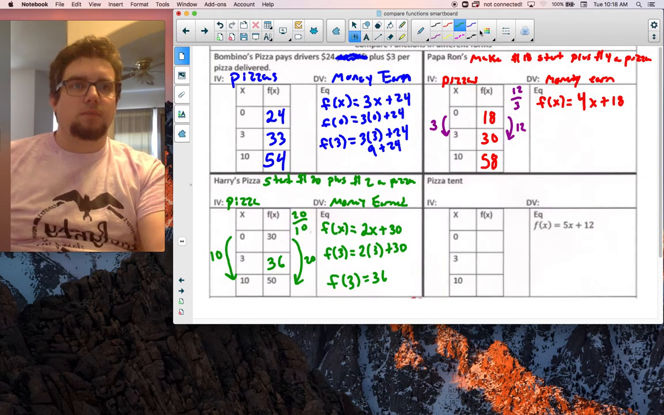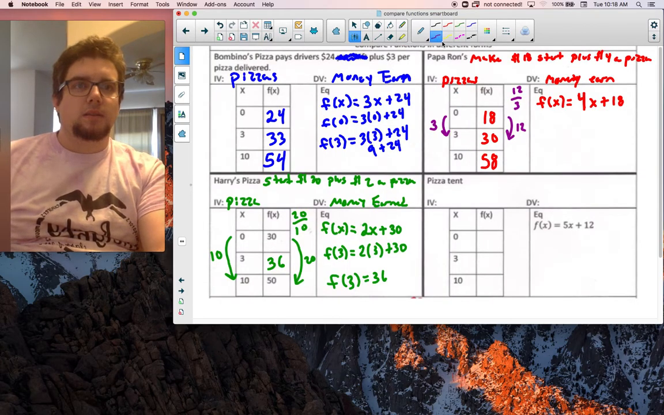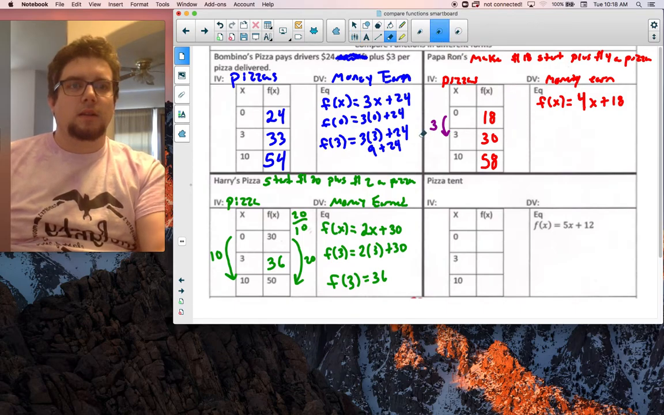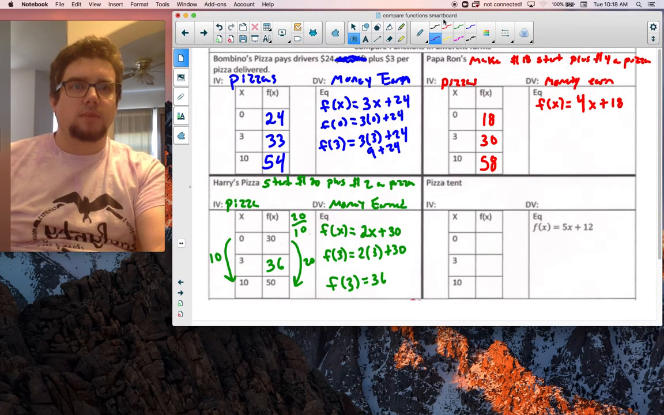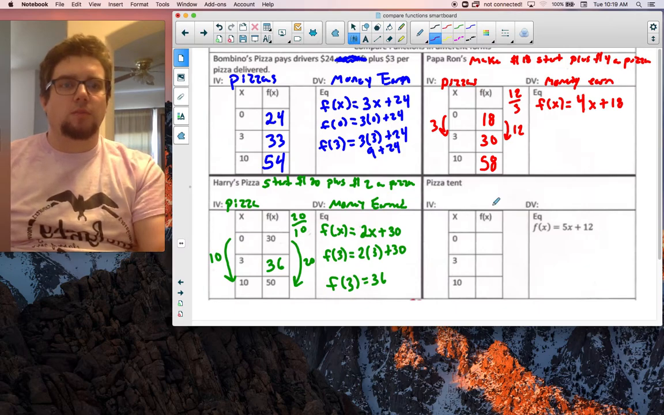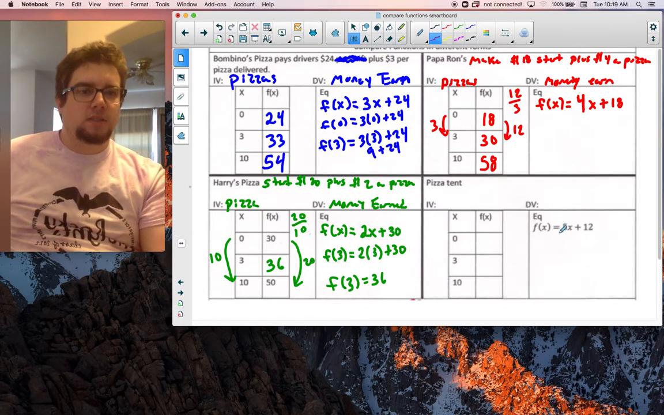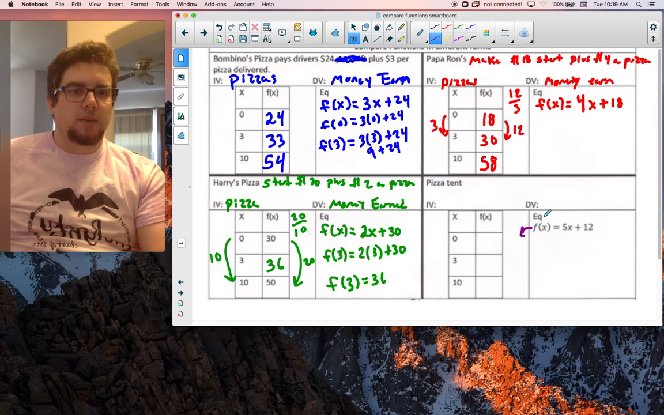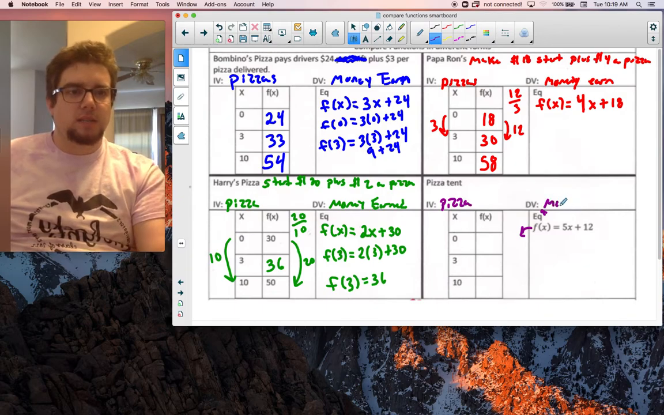All right, last one, Pizza Tent. So Pizza Tent already has the equation written for us. So I want this to all be the same color. That's why I'm changing it real fast. So Pizza Tent we're going to do in purple. We already have the equation. So we can use the equation to make the table. We can use the equation to write our words. Order of that doesn't matter. We're going to convert it. So still pizza, still money earned.